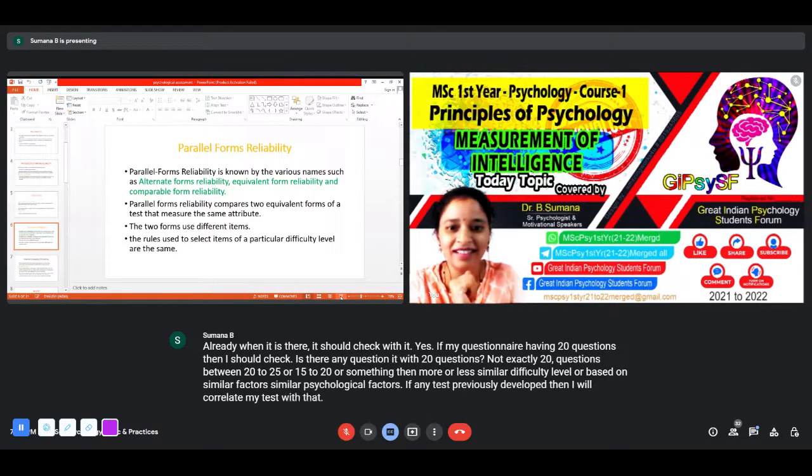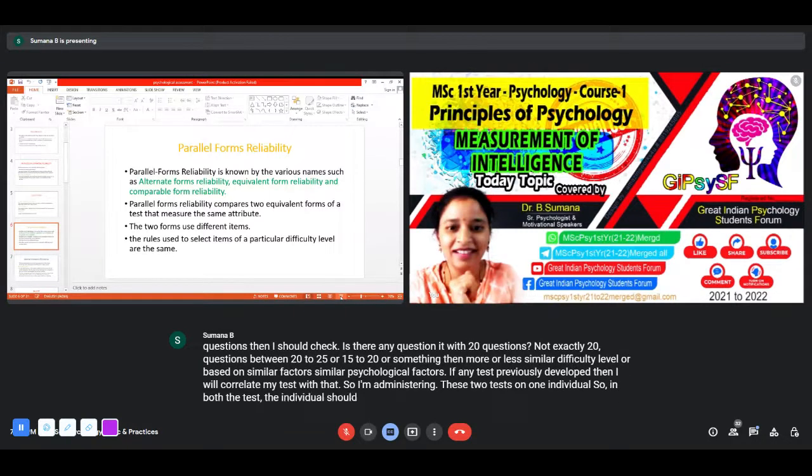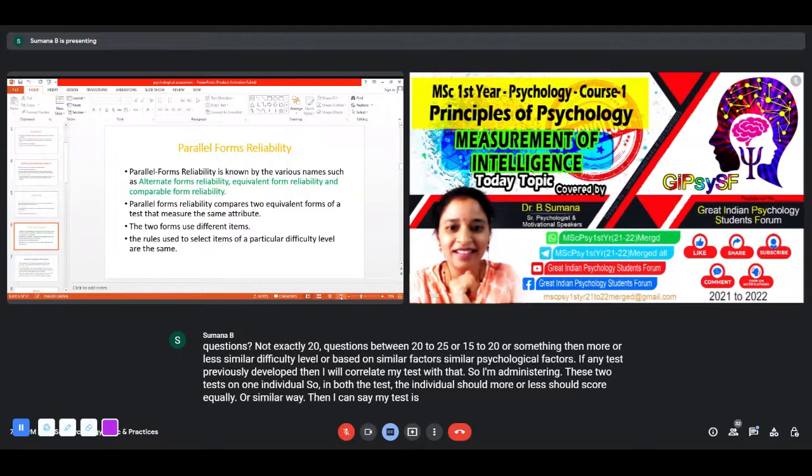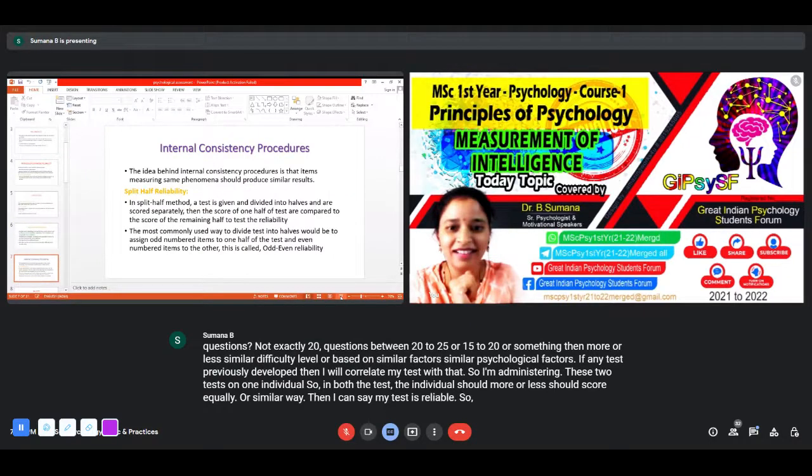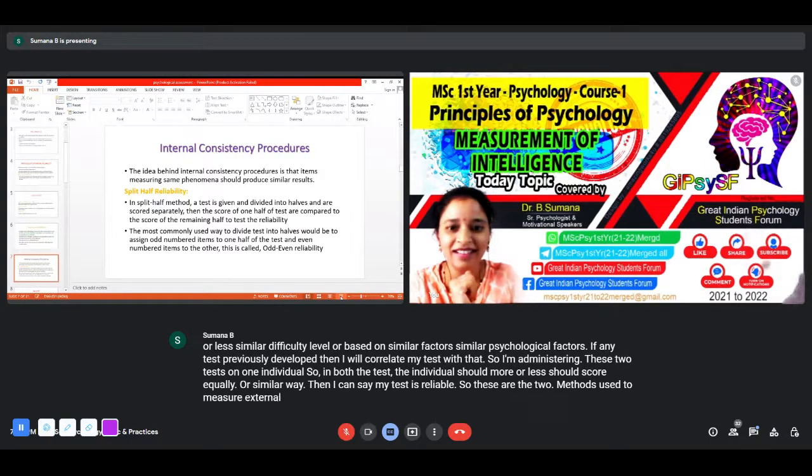So I am administering these two tests on one individual. In both the tests, the individual should score equally or in a similar way. Then I can say my test is reliable. So these are the two methods used to measure external reliability of a test.